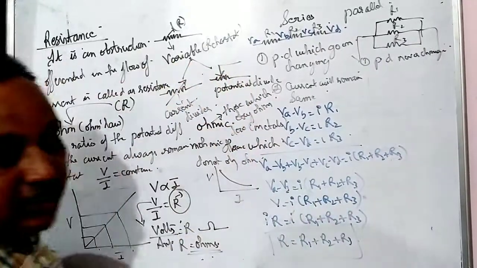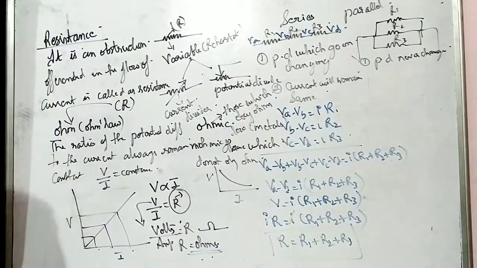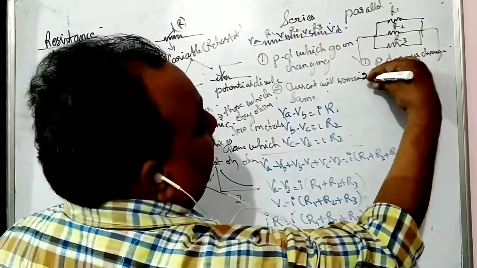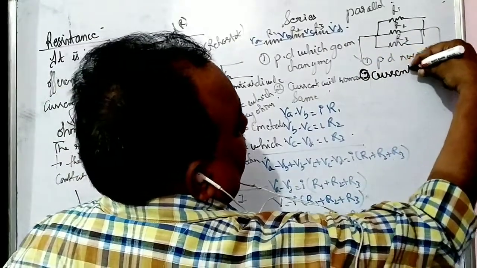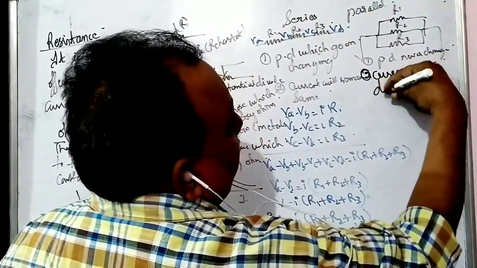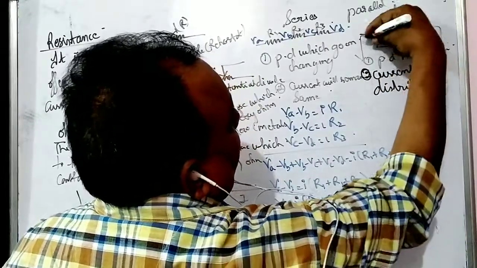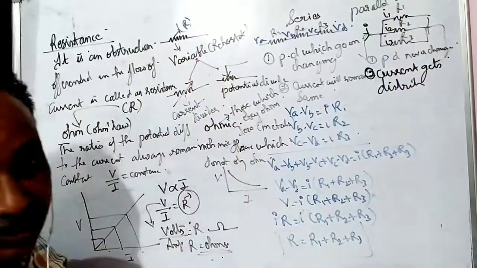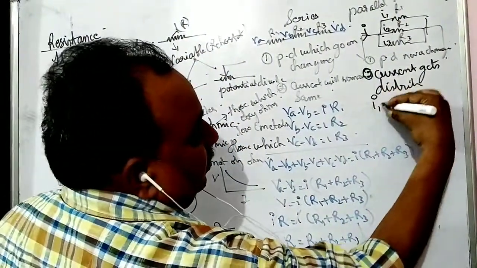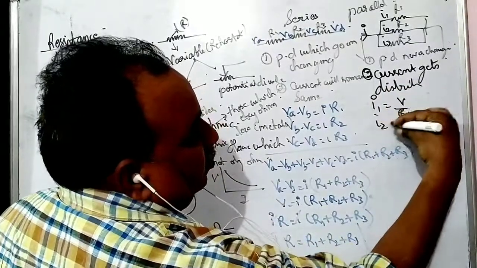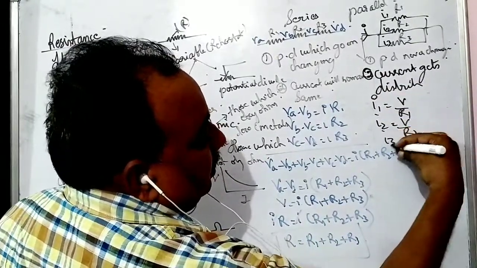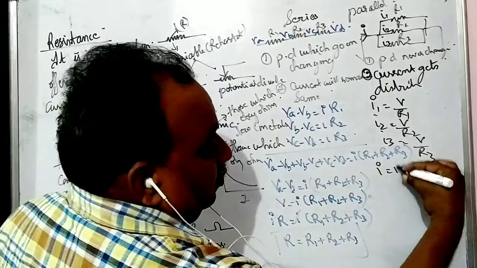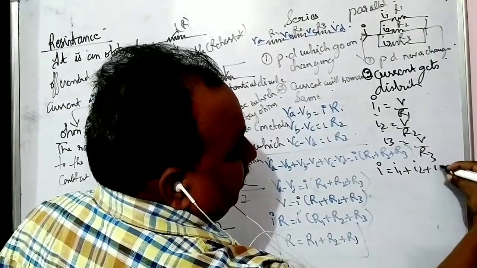The potential difference never changes, it always remains the same, but the current gets distributed. It means if I is the current, it will be divided into I1, I2 and I3. I1 is equal to V upon R1, I2 is equal to V upon R2, I3 is equal to V upon R3. So total I is equal to I1 plus I2 plus I3.